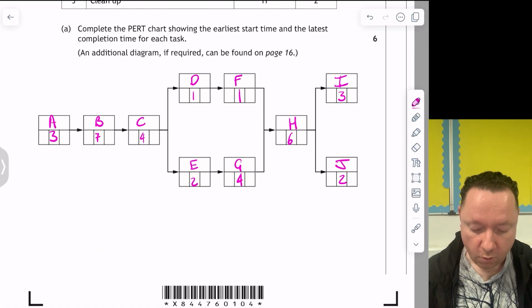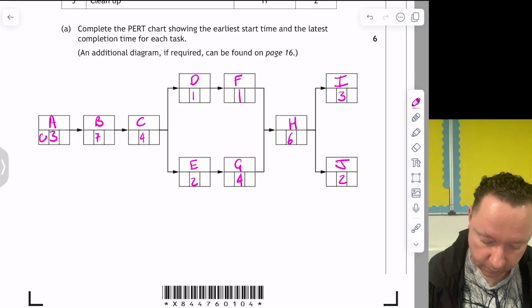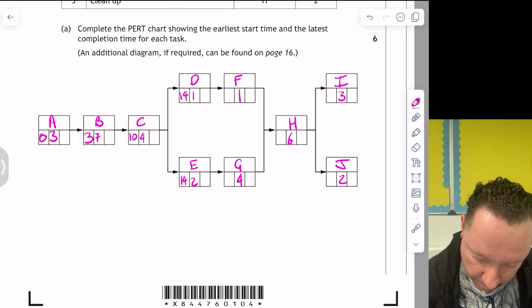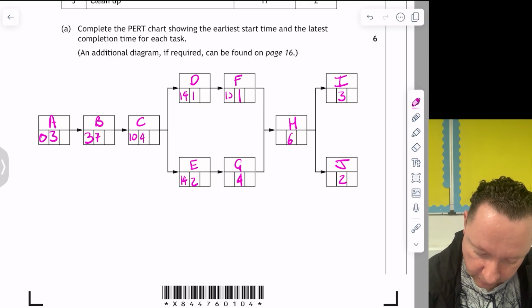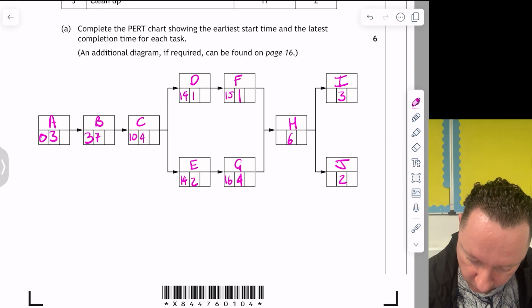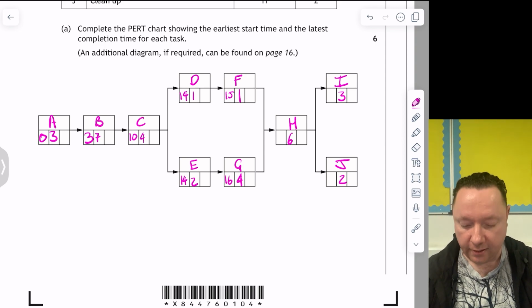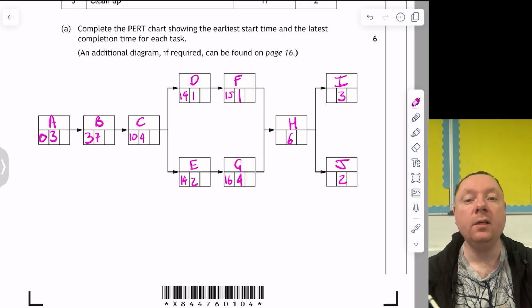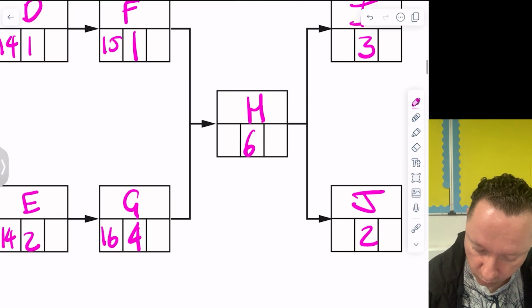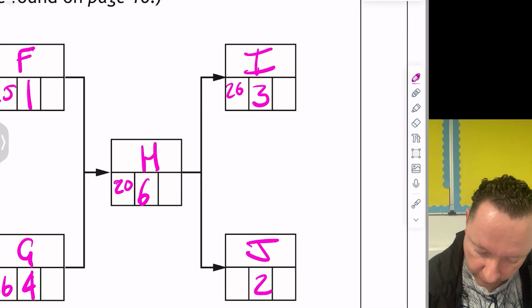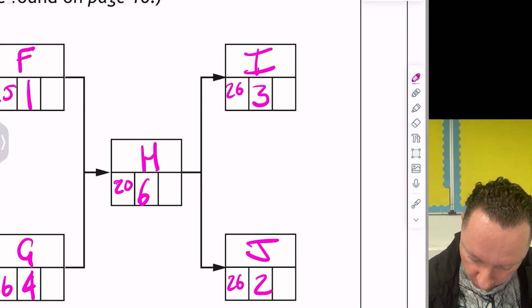Going forwards, we do a forward scan. So how do we do a forward scan? We start with 0. 0 plus 3 is 3. 3 plus 7 is 10. 10 plus 4 is 14. So they're both 14. 14 and 1 is 15. 14 and 2 is 16. And now we've got a choice. 15 and 1 is 16. 16 and 4 is 20. We take the longest one because we need to wait. So it's 20 for here. 20 plus 6 is 26, and that's us done our forward scan.